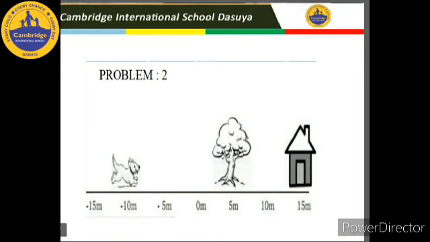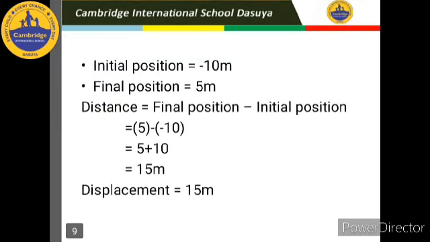So the distance traveled by the dog is final minus initial position, that is subtraction of minus 10 from 5. It's going to be 15 meters. If we want to find out the displacement in this case, it's going to be the same as the distance, because the path is straight. So it is the actual path as well as the shortest path. This is the reason that the displacement and the distance both are 15.